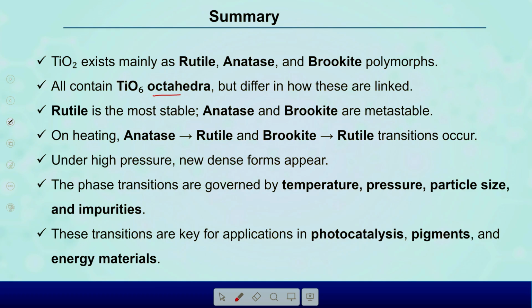Then we have seen the structural transitions, the transitions from anatase to rutile and brookite to rutile. Under high pressure conditions, new dense forms appear. The phase transitions are governed by several factors like temperature, pressure, particle size and the presence of impurities. So these structural transitions are key for applications in photocatalysis, in the synthesis of pigments and energy materials.